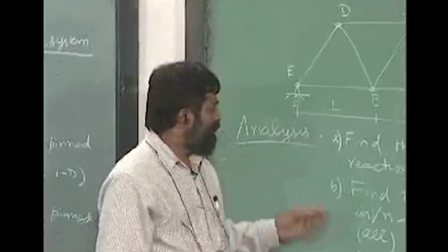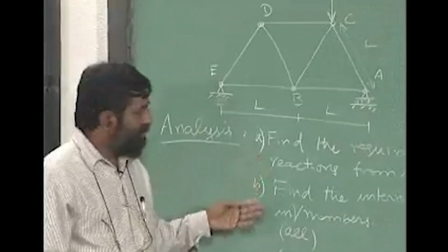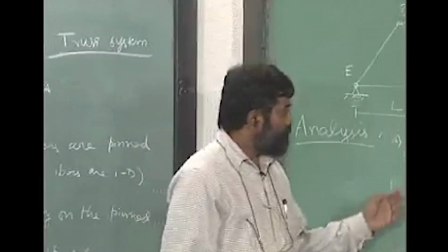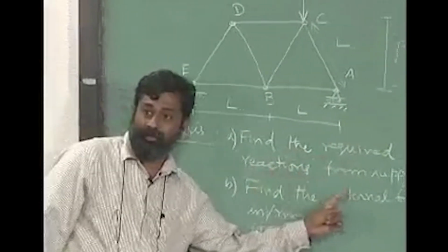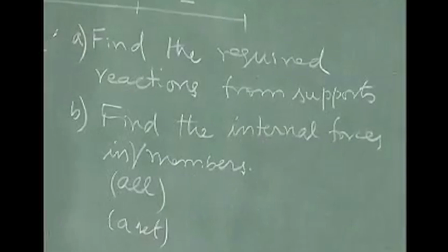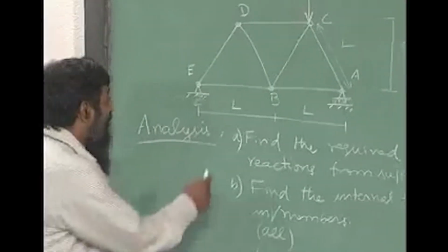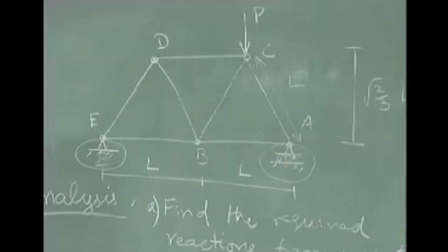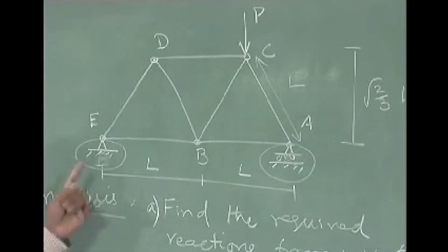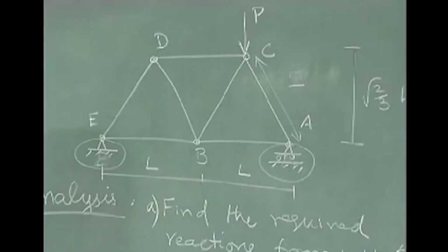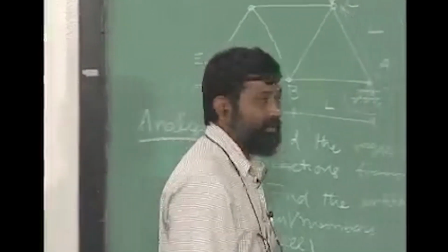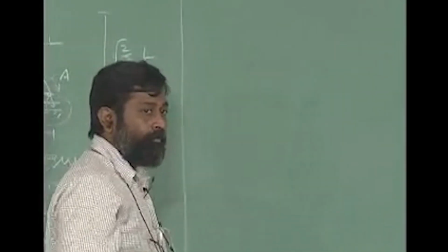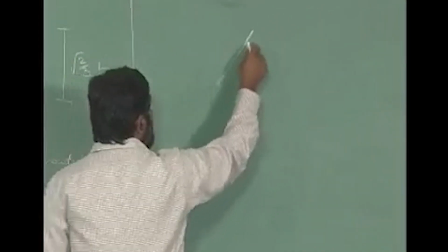For now, let us assume that we have to find out all the reactions and all the member forces, okay. How do I go about doing? If I have to find out the reactions from the supports, one of the important things that I have to know is I have to remove these supports and draw a free body that is devoid of these supports, okay. Let us do that exercise as a first step. Let me redraw now.